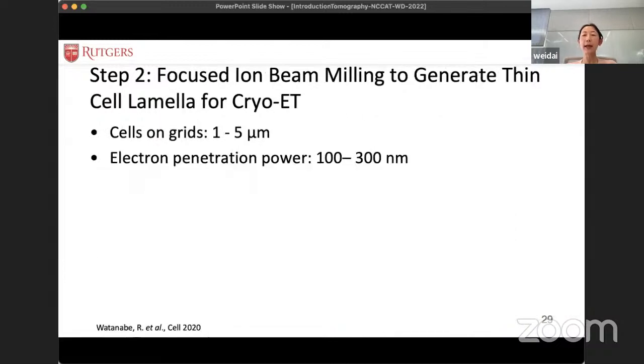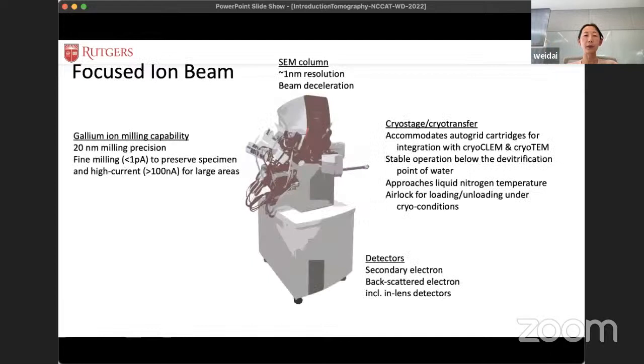And then from there, as I mentioned earlier, we still have a technical challenge because, on average, cells plated on an EM grid, even neurons or fibroblasts, are still pretty thick. So maybe 1 to 5 microns or even thicker, depending on cell type. And usually, if you want to see your sample clearly, you want to limit it to under maybe 300 nanometers, 0.3 micron. So to do that, we're going to do FIB.